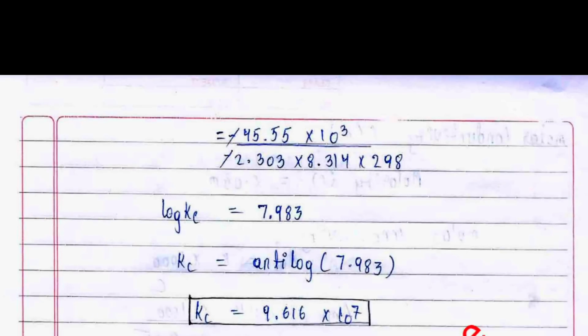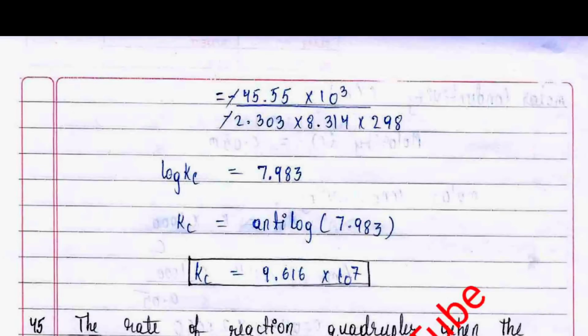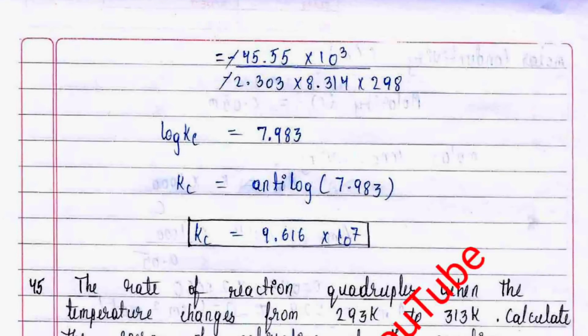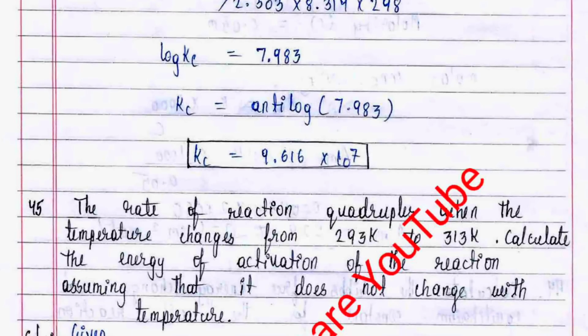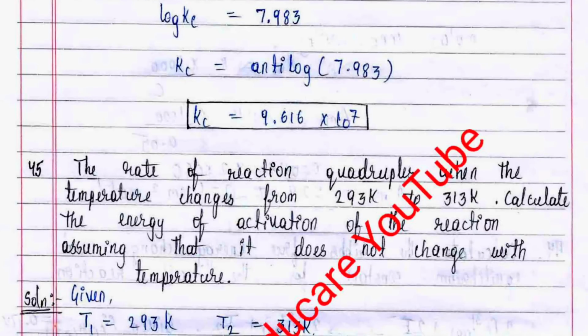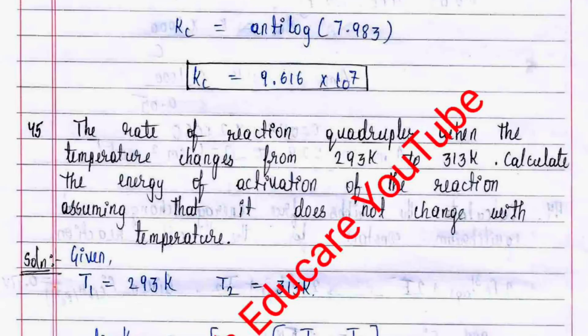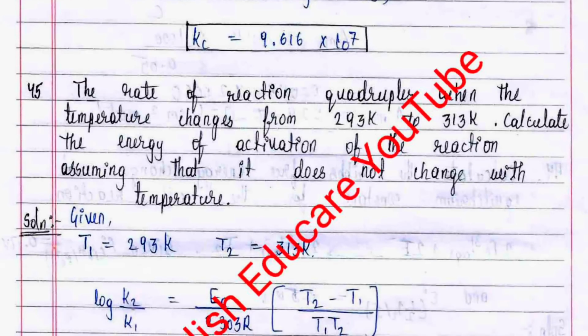45th. The rate of reaction quadruples when the temperature changes from 293 K to 313 K. Calculate the energy of activation of the reaction assuming that it does not change with temperature, and below is the answer.